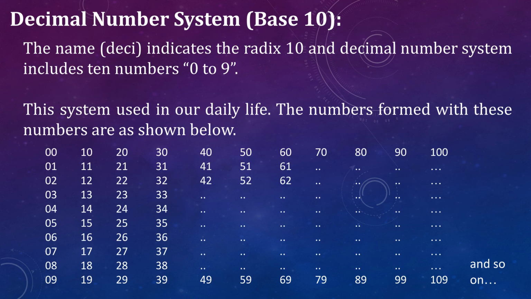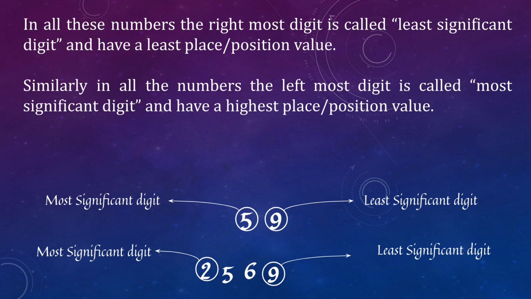The decimal number system has a base of 10 and includes digits 0 through 9. This system is used in our daily life. The table illustrates how numbers are formed sequentially using these 10 digits. In any decimal number, the rightmost digit is the least significant digit, with the least position value. Conversely, the leftmost digit is the most significant digit, having the highest position value. For instance, in the number 59, the 9 is the least significant digit, and the 5 is the most significant digit.